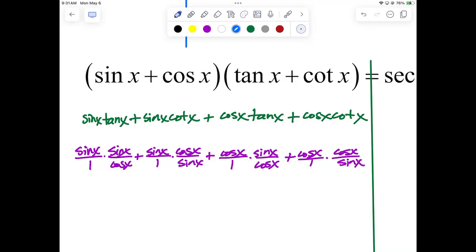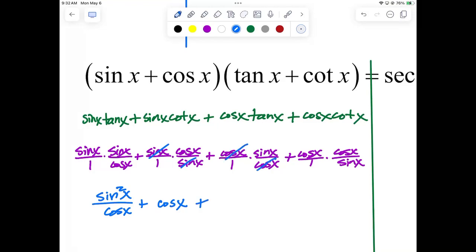Now, as you go through, let's take inventory. In the first one, nothing divides out, but I do get sine squared of x over cosine of x. Yes? I multiply straight across. Look what happens in the next one. The sines do divide out, and I'm just left with cosine of x. On the next one, the cosines divide out, and I'm just left with sine of x. And on the last one, I get cosine squared of x over sine of x.